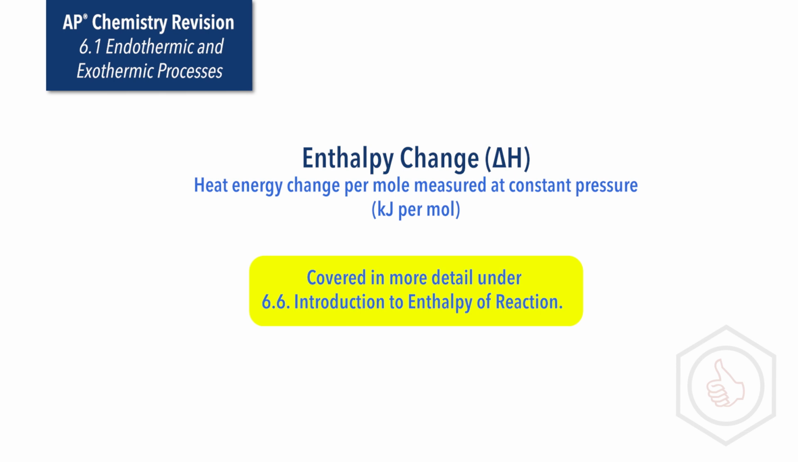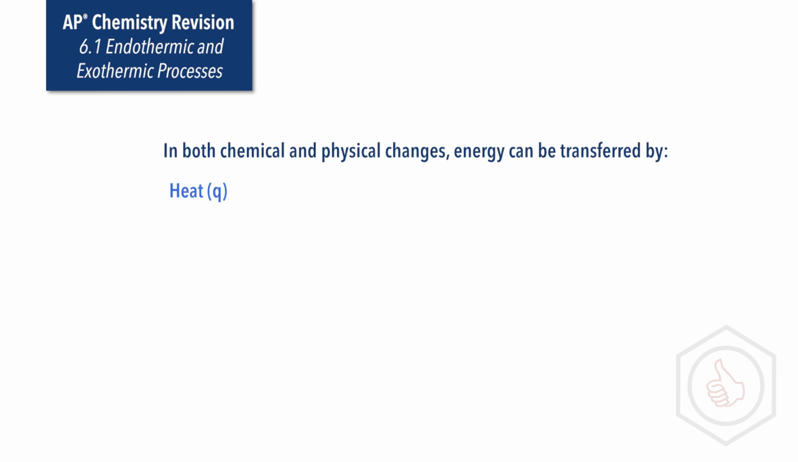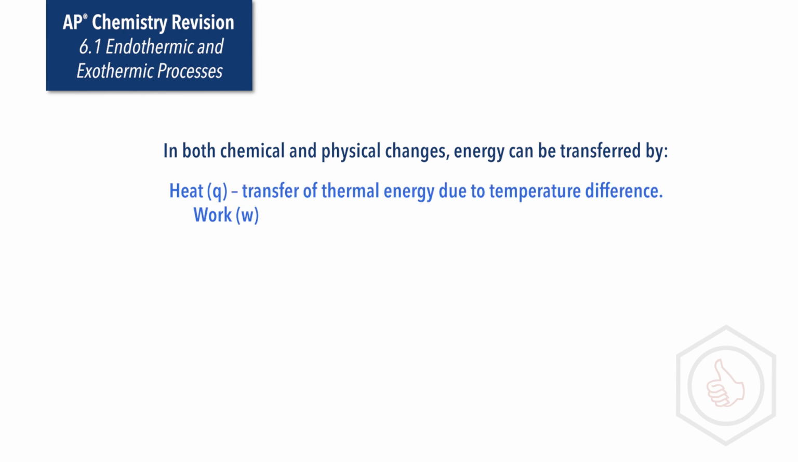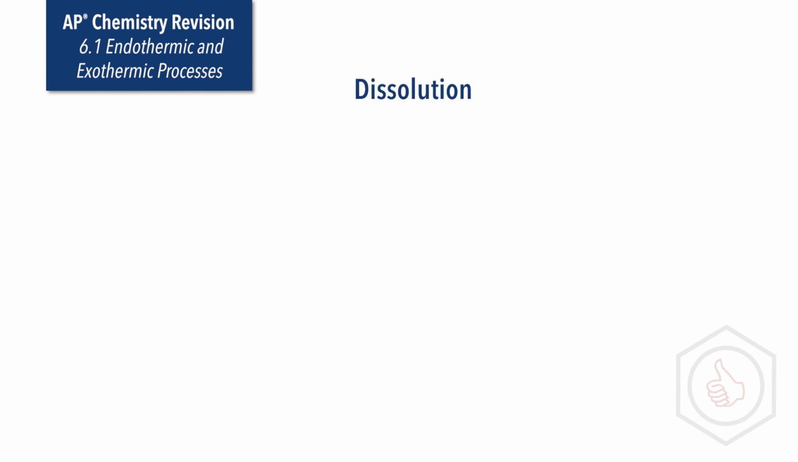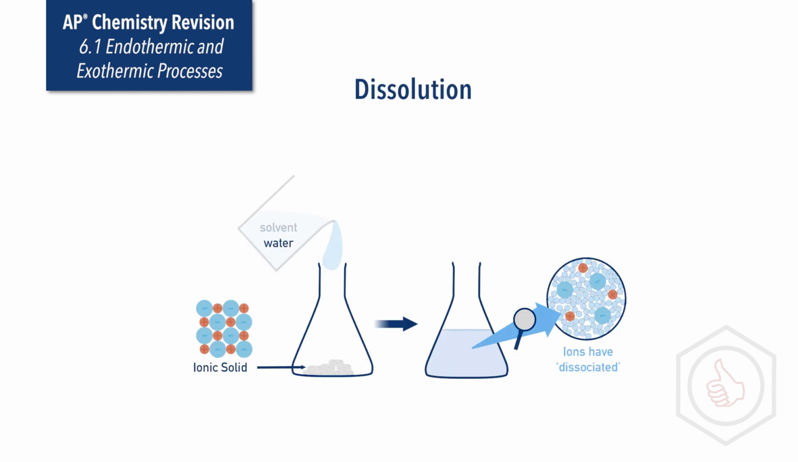In both chemical and physical changes, we can model energy transfer by heat, Q, and work, W, where heat is the transfer of thermal energy due to temperature difference, and work is the energy transfer from volume or pressure changes. As a result, the total energy change that occurs for a reaction or process is given by change in energy equals Q plus W. An interesting case to look at in chemistry is the dissolving of a solute in a solvent, as this can sometimes be endothermic or exothermic.